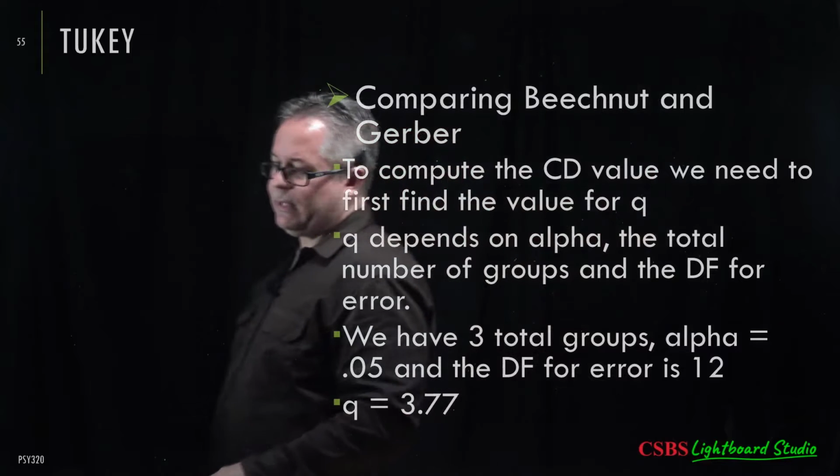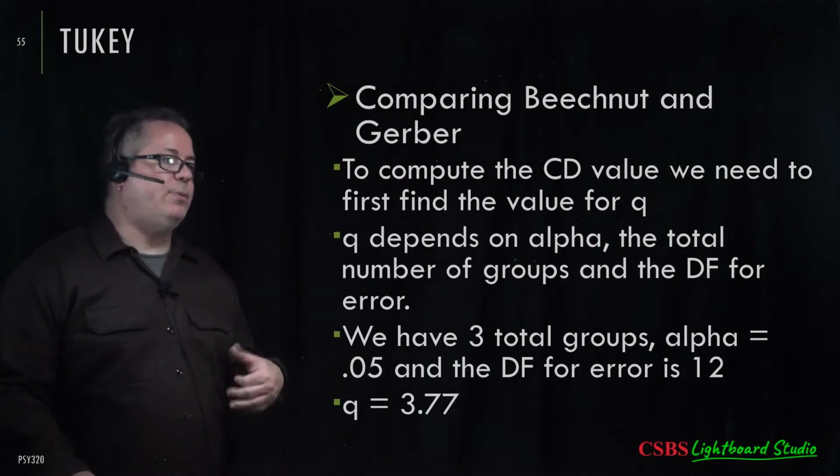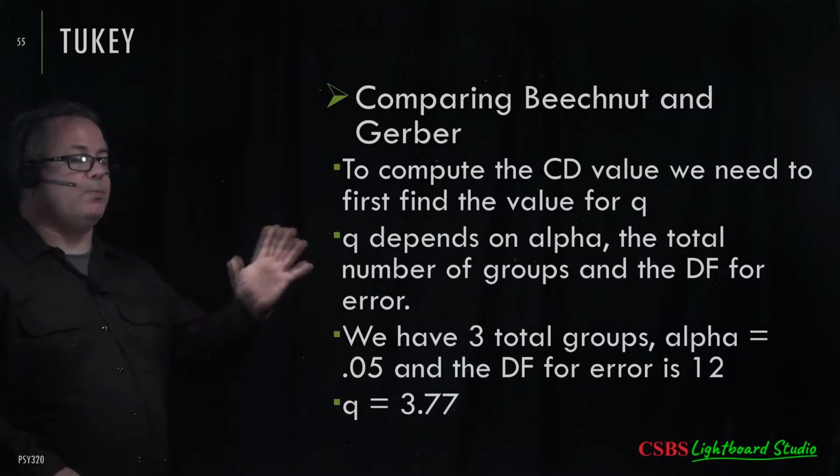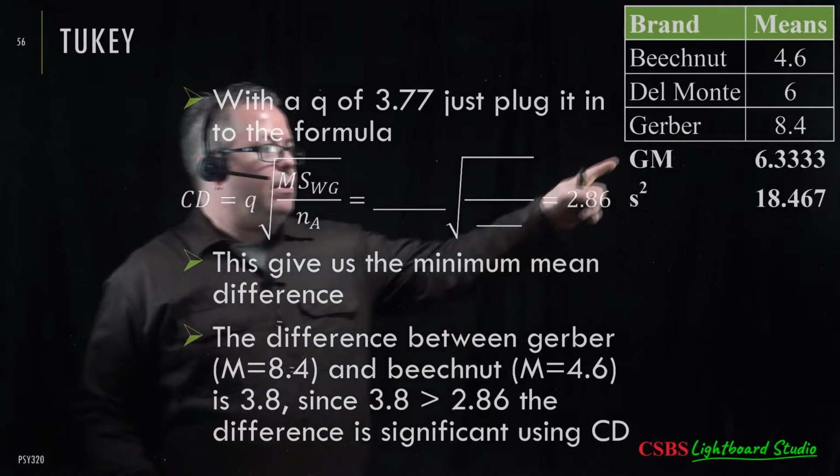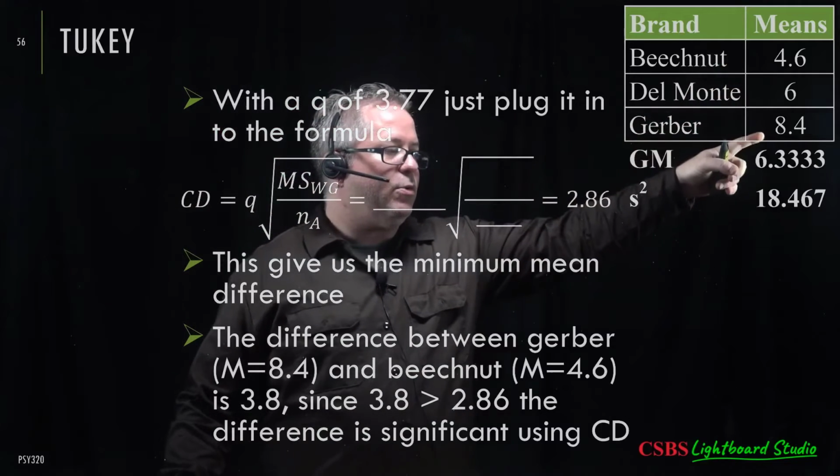So let's compare Beechnut to Gerber. All right, to compute the critical difference value, and let me back up. Why did I pick Beechnut and Gerber? Let me go forward a second. Beechnut is 4.6, Gerber is 8.4.